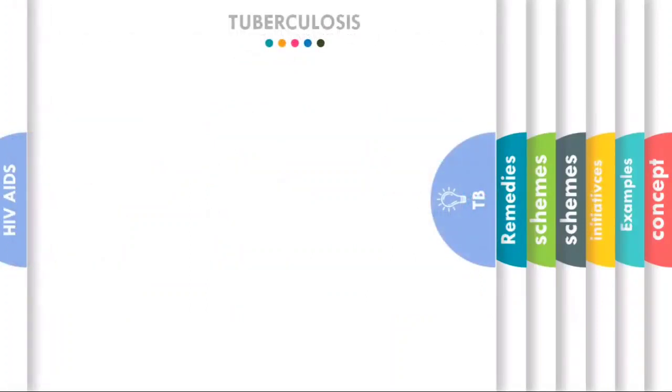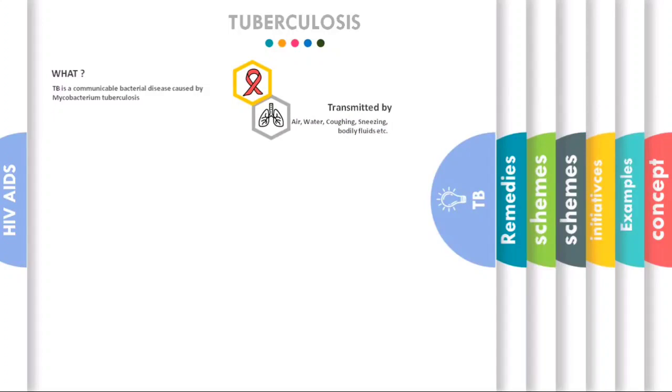Next we have some diseases such as tuberculosis, a communicable disease. What is tuberculosis? Tuberculosis is a communicable bacterial disease caused by the bacteria Mycobacterium tuberculosis. It is transmitted through air, water, coughing, sneezing, bodily fluids, etc. Symptoms are fever, cough with blood, continuous coughing and sneezing, also inadequate diets. Fever is a symptom commonly seen in various diseases, so you can always guess fever as a symptom in various types of diseases.